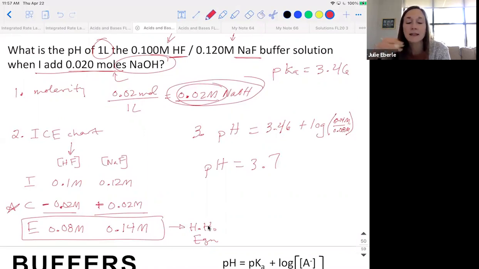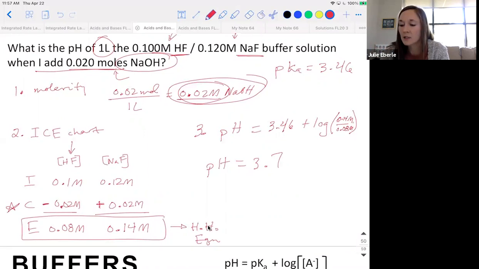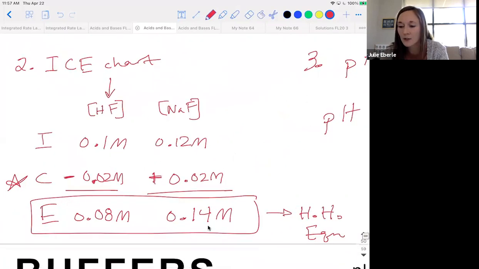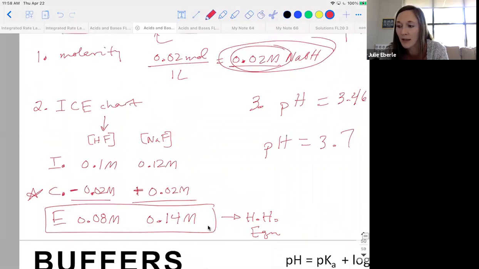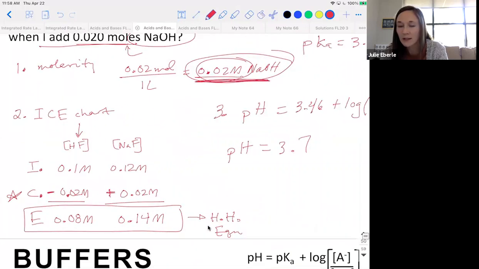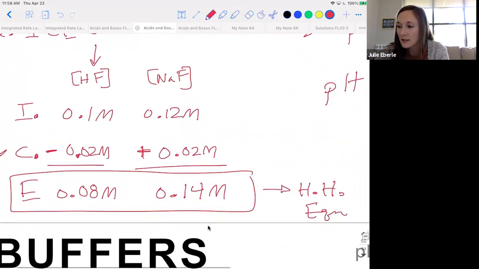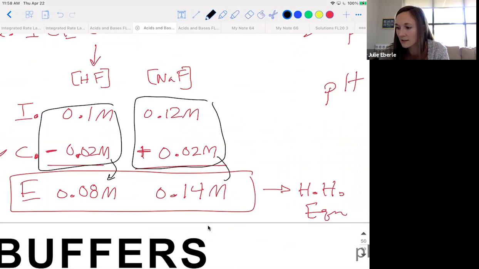Maddie says, where did I get the E again? That's just part of the ICE chart. So I stands for the initial concentrations, and those are always given to you in the problem. C is where we plug in how much things are going to change by. We have to first calculate the molarity of the component that's being added to the buffer system. Here, it was a strong base. E is just the sum of these things. That's how we got that. We're just literally adding up these things to get E.